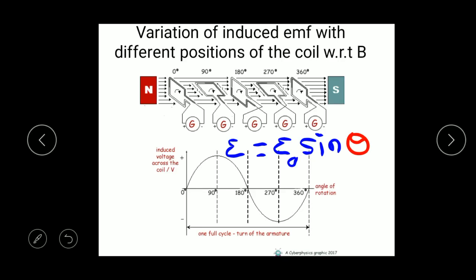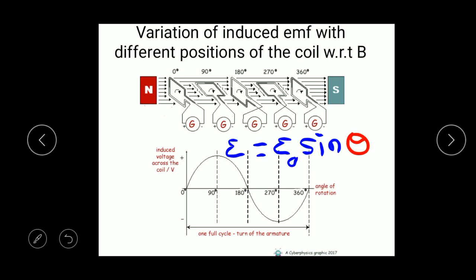So next one, from this figure we can understand the variation of the induced EMF with different positions of the coil with respect to the magnetic field. The expression for the induced EMF is E is equal to E naught sine theta, where theta is equal to omega t. Now we are going to discuss this expression in the theoretical part, that is E is equal to E naught sine theta. This is the expression for the induced EMF.